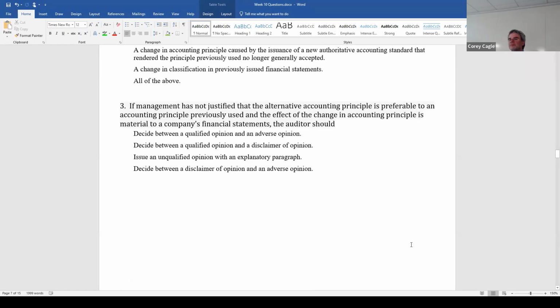Number 3, management has not justified the alternative accounting principle. So now we got a GAAP problem, right? What should we do? A GAAP problem means we are deciding between a qualified opinion if it's material but not pervasive, or an adverse opinion if it's material and pervasive. So there's just another question similar to ones we've been doing. Those are classics.